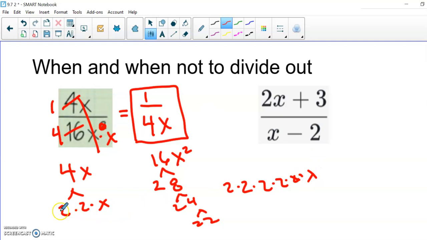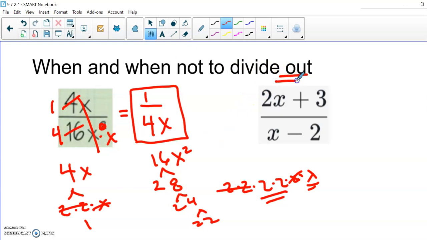And what do they have in common? 2 2's, so we cancel those out. They have 1 x in common, so we cancel that out. So what are we left with on the top? Nothing but 1, just 1. You have to keep the 1 there to hold the place. And then what's left on the bottom? 2 2's and an x, and there it is, okay? So if you can see it, go ahead and simplify right away. If you can't see it, go ahead and factor and see what they have in common.